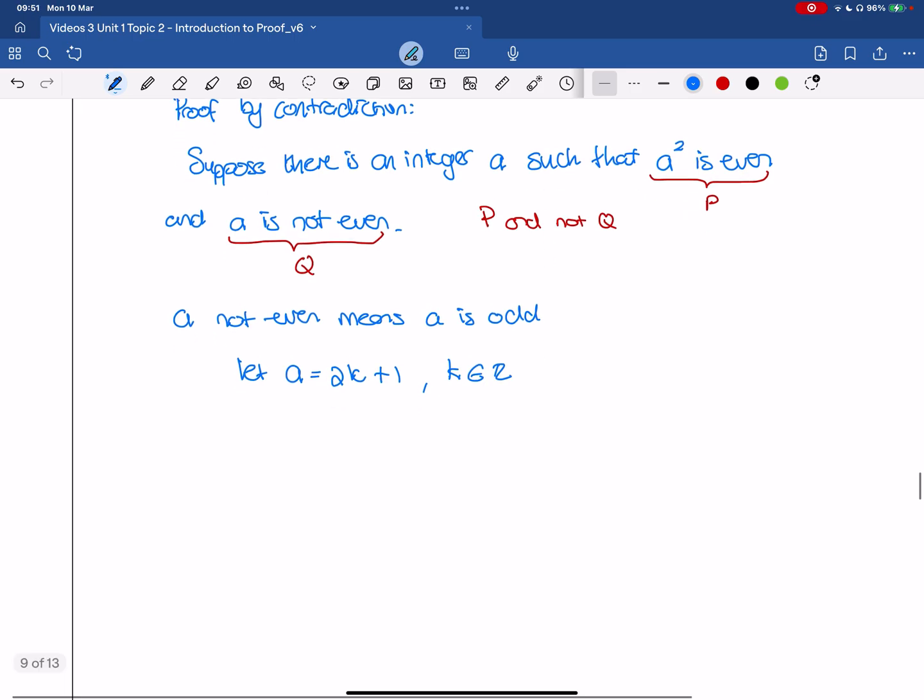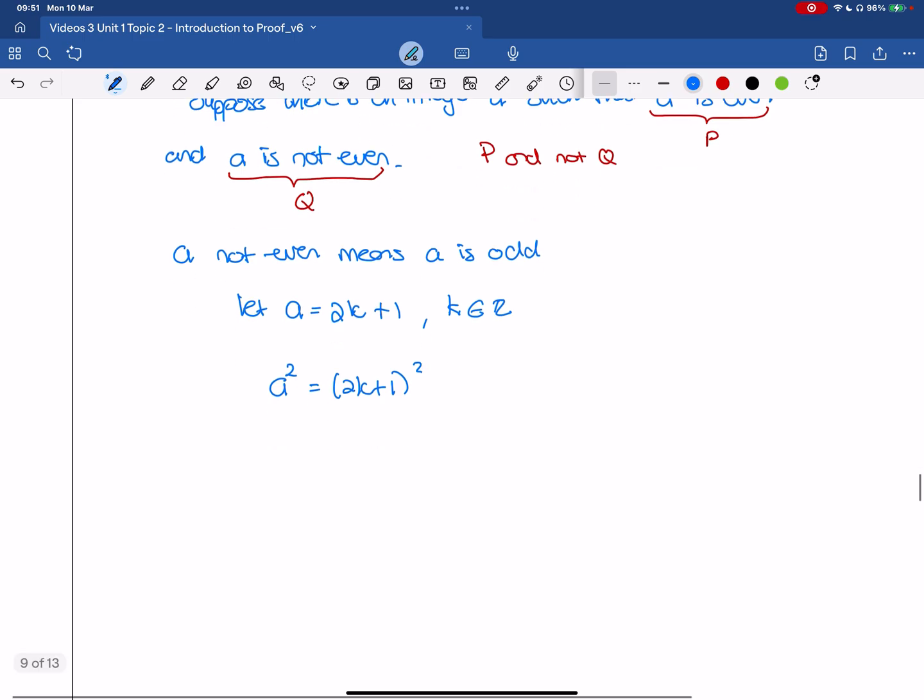Okay. Now, I know that this is an odd number, and I need to square it because I'm trying to prove that if a is odd, then there must be an a squared that is even. So I'm going to square both sides. So a squared is going to be 2k plus 1 squared. Okay. And I can expand that to be 4k squared plus 4k plus 1. And I can factorize out a 2 over here.